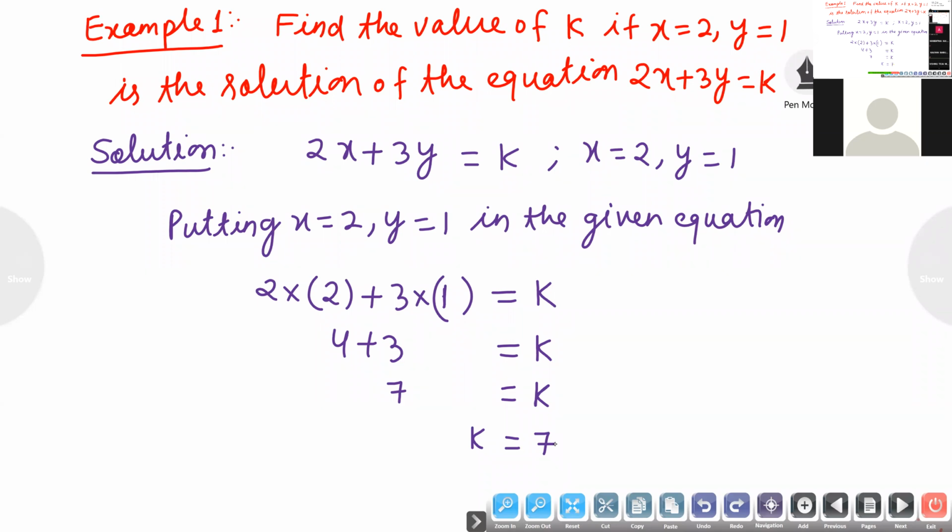Are you getting my point, students? Yesterday, when an equation was given and we were asked to find a solution, we could take any value. But in this question, the values of x and y are already given. We only want to find the value of k. In the place of x, I substitute 2, and in the place of y, I substitute 1. The value of k has come 7. Note down, everyone.